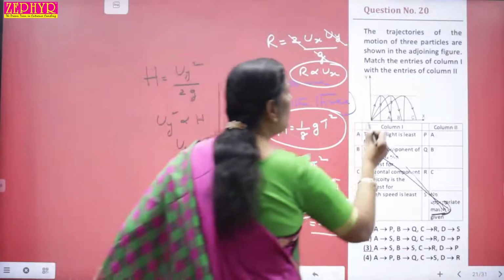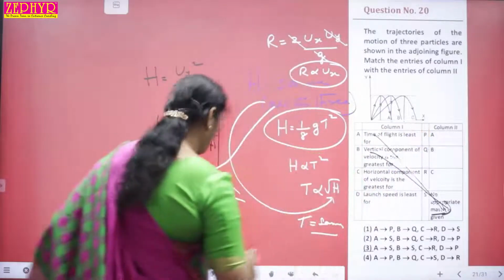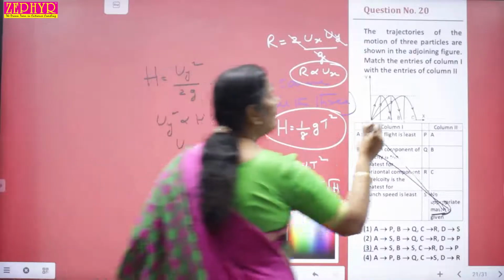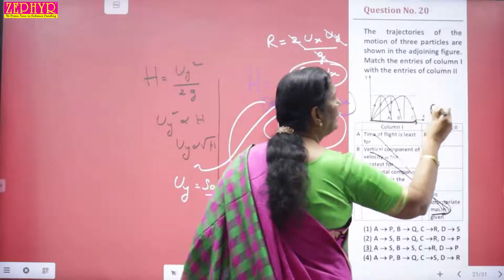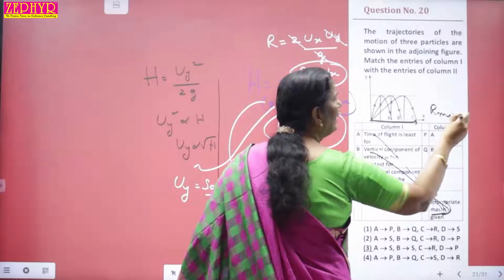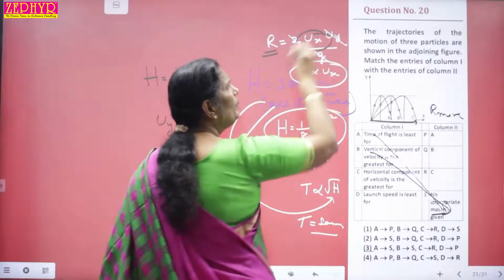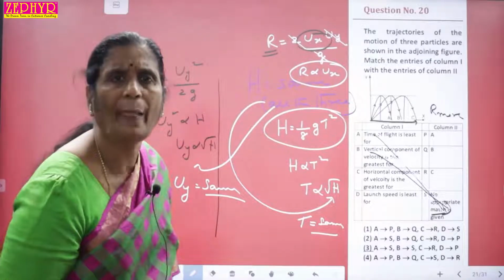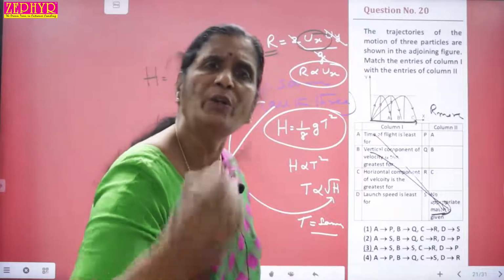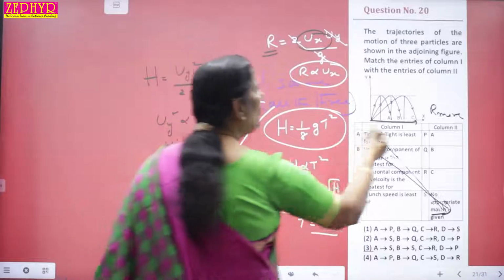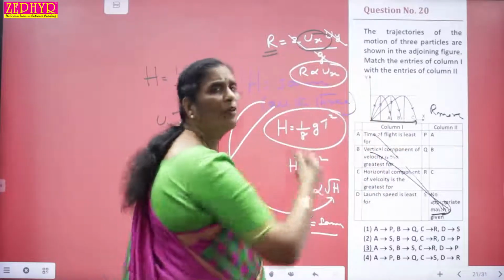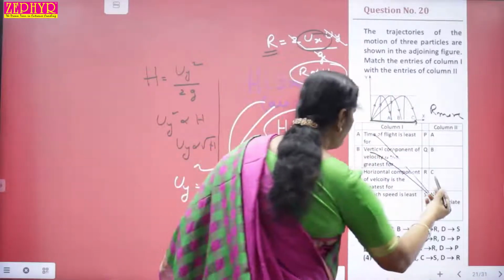Which curve is having more range? See the figure. C is having more range. Therefore ux will be more for C. If R is more, ux will be more. So ux will be more for C, so the answer will be C.